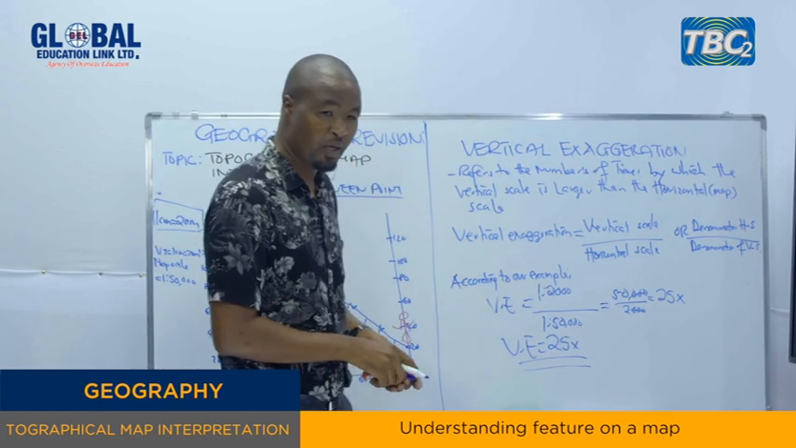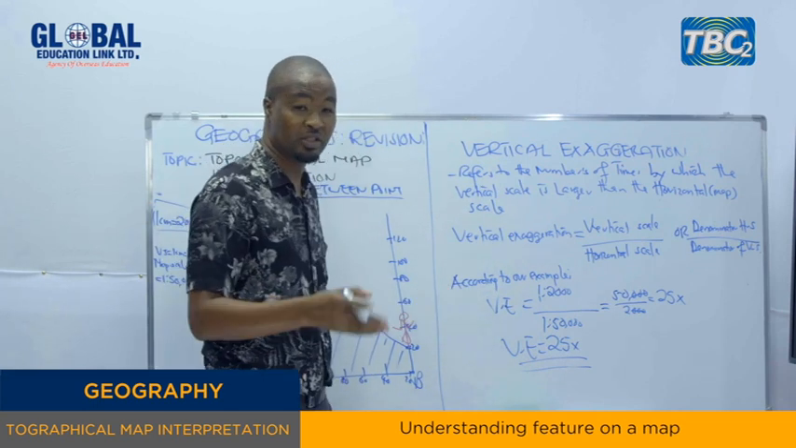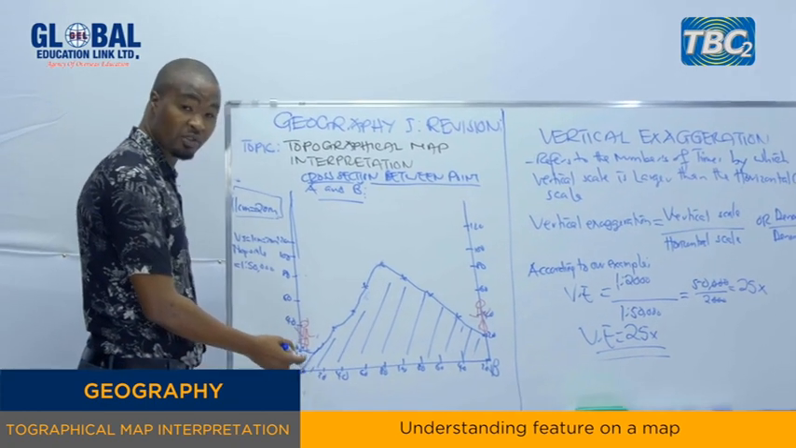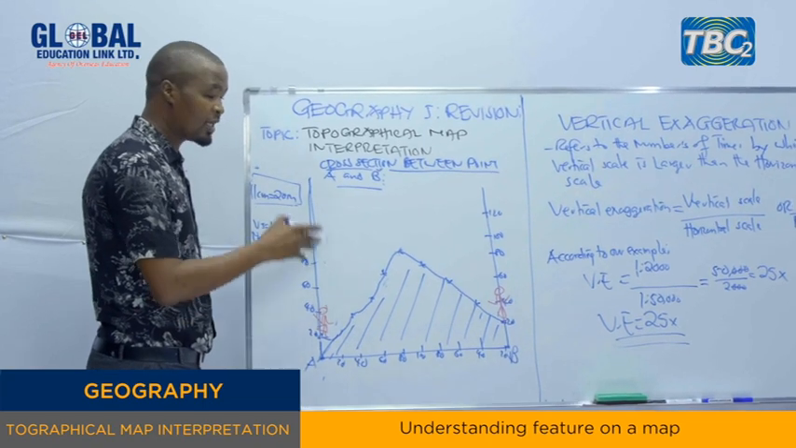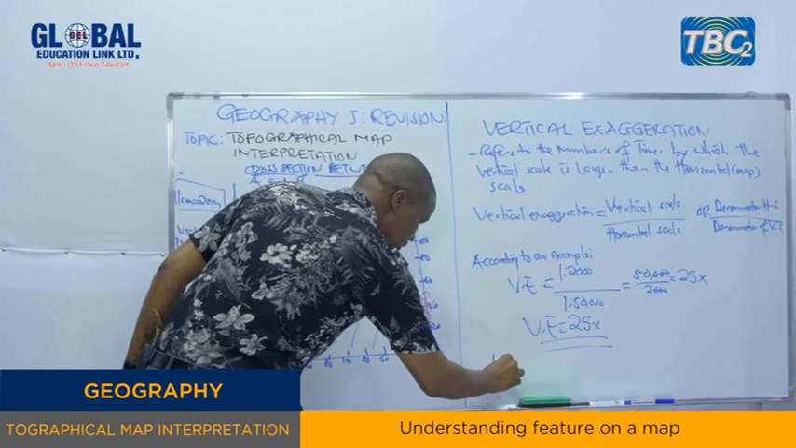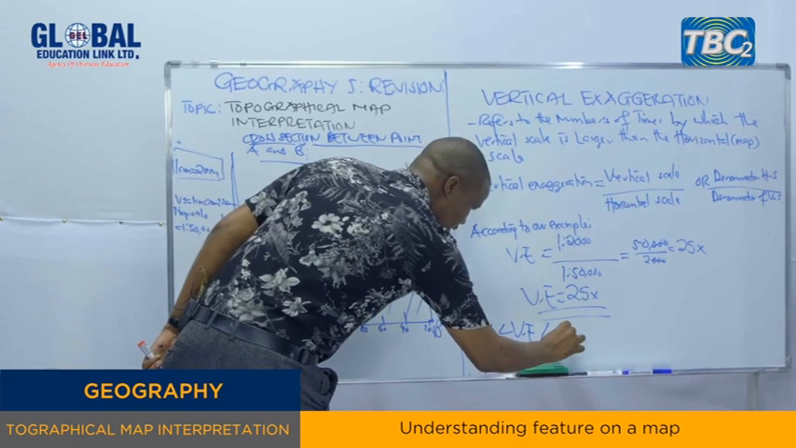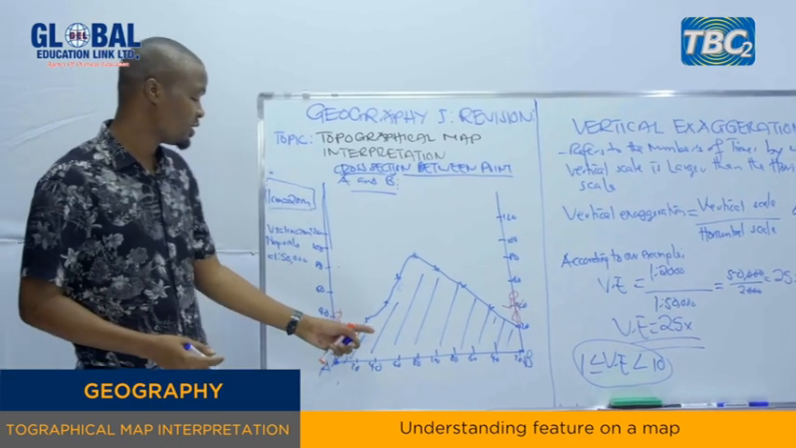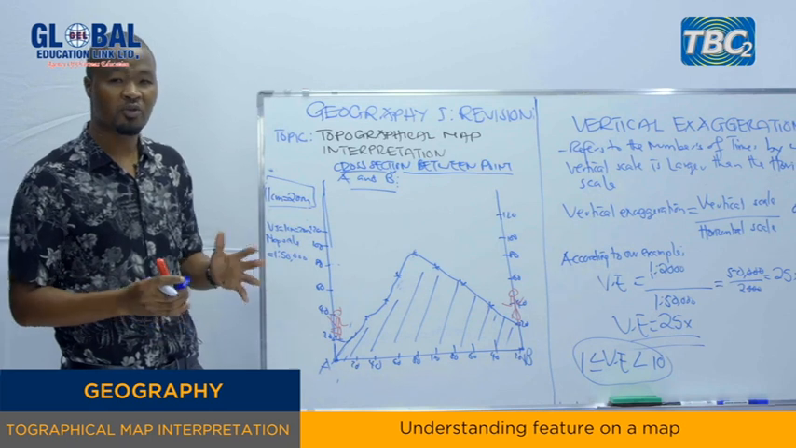Remember, from a standard point of view, normally the vertical exaggeration cannot exceed 10. So when you are choosing your vertical scale according to the contour interval, make sure your vertical exaggeration does not exceed 10. What I mean is that 1 is less than or equal to vertical exaggeration, and vertical exaggeration is less than 10. This should be your standard, so that the cross-section is not too large or too small, see?